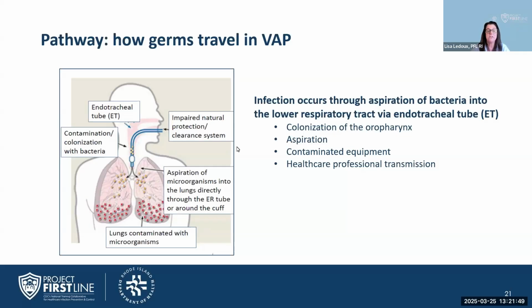Improper cleaning and disinfection of ventilator tubing, suction catheters, or other respiratory equipment can introduce bacteria directly into the airways. And then also another pathway is healthcare worker transmission. Healthcare workers inadvertently transfer bacteria from contaminated hands or surfaces to the patient's airway during respiratory care procedures.